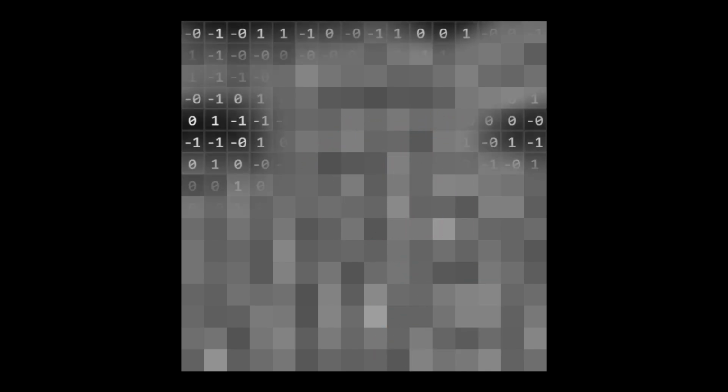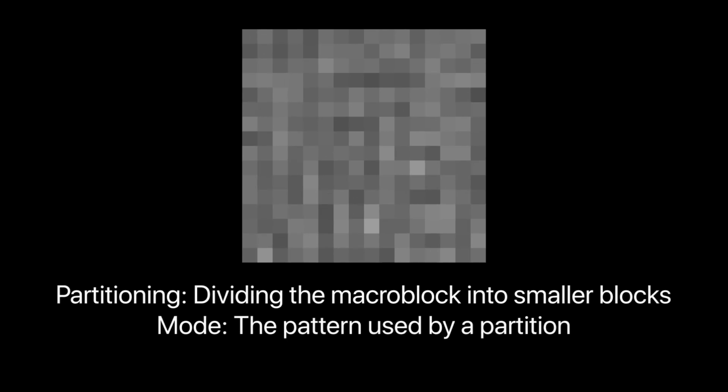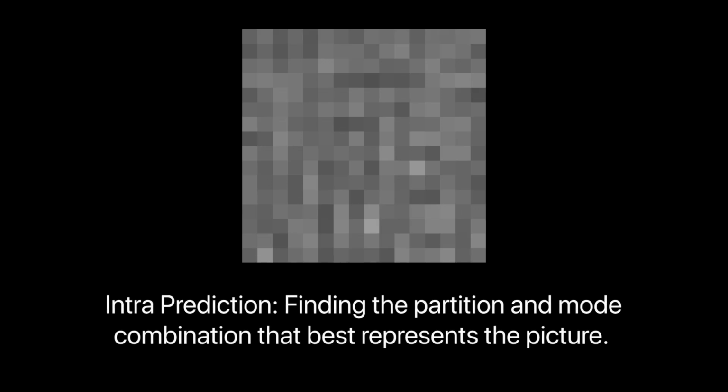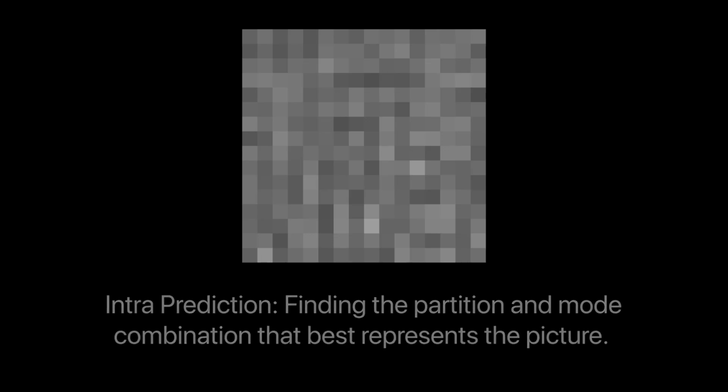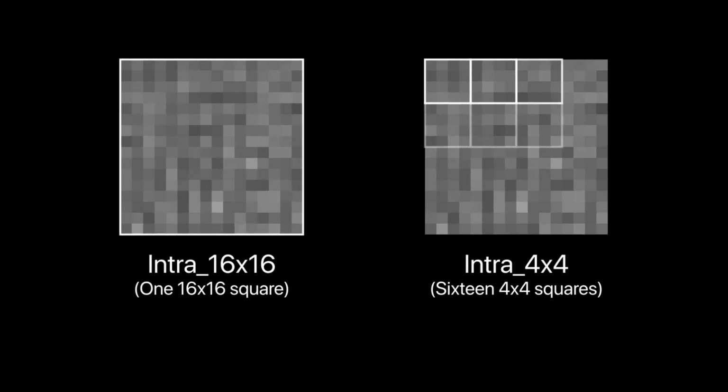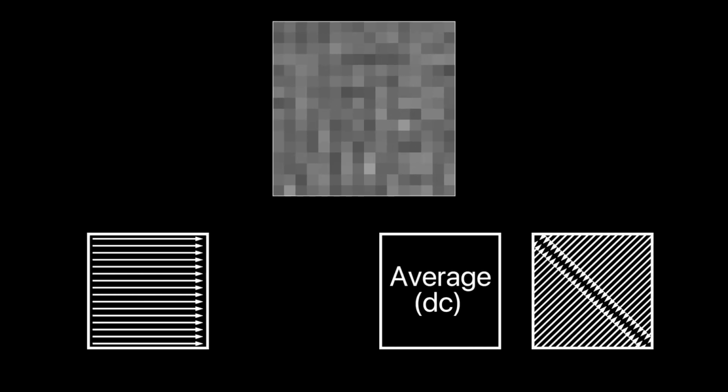Our macroblock is comprised of simple gradients, stripes, and patterns. So, we can extract predictable patterns and store only the small deviations. The first step is to find the best partitioning level and pattern, or mode, combination in a process called Intra Prediction. The 2 prediction levels are 16 by 16 and sixteen 4 by 4 squares. Let's start with the 16 by 16. There are 4 modes to test.